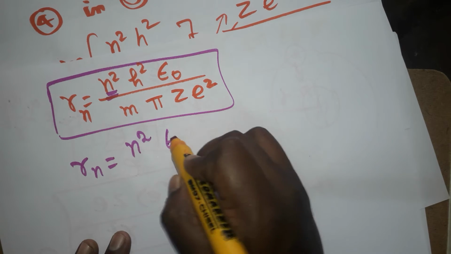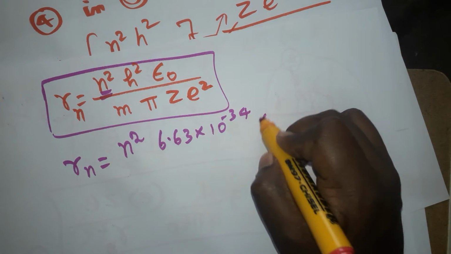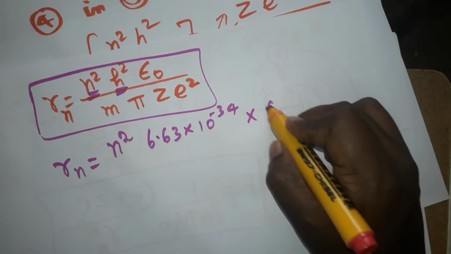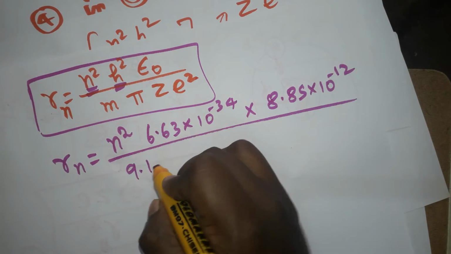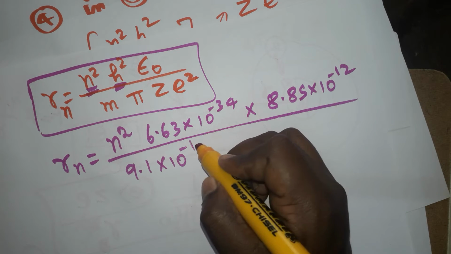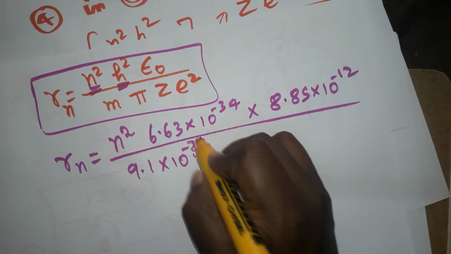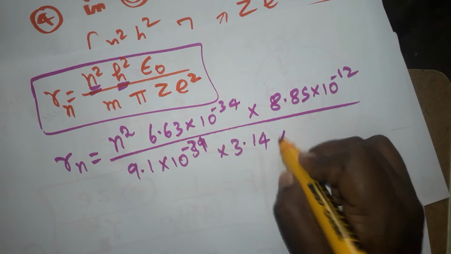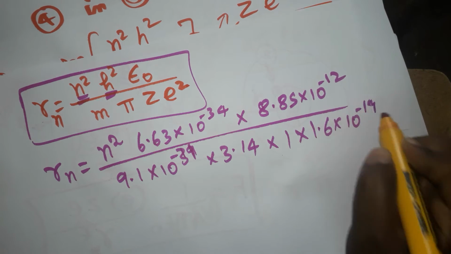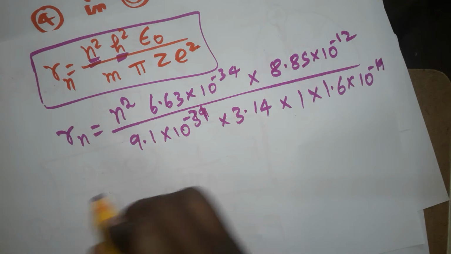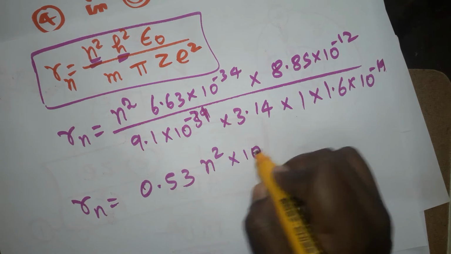h is 6.63 into 10 power minus 34, the Planck constant value, which will be given in the question. The question paper itself will give this h value. Epsilon naught value is 8.85 into 10 power minus 12. Mass of the electron is 9.1 into 10 power minus 31. Pi value is 3.14. Z will be this for the hydrogen spectrum series only, so the Z value will be 1. The charge of the electron is 1.6 into 10 power minus 19. This full calculation gives a very simple value: 0.53 n square into 10 power minus 10 meter.